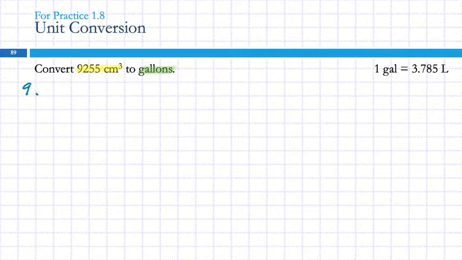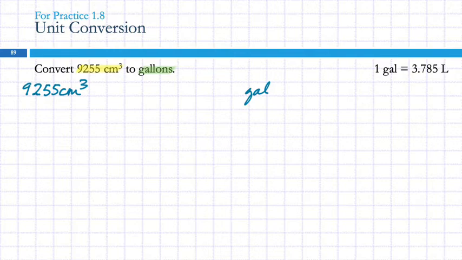So I've got 9,255 cubic centimeters. And then I don't know how many arrows I'm going to have in there, so I'm just going to give myself some space and put gallons over here. Sometimes they get kind of long. Sometimes it's only one and you just have a really long arrow. It's fine.